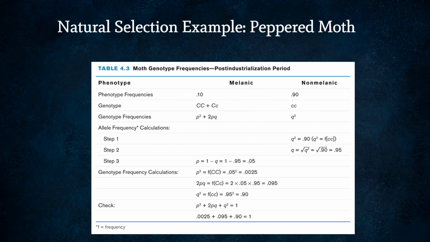So this graph shows the melanic at 10% and the non-melanic at 90%. So the evolution kind of happened again, and the light-colored peppered moth bounced back. So evolution has occurred again.